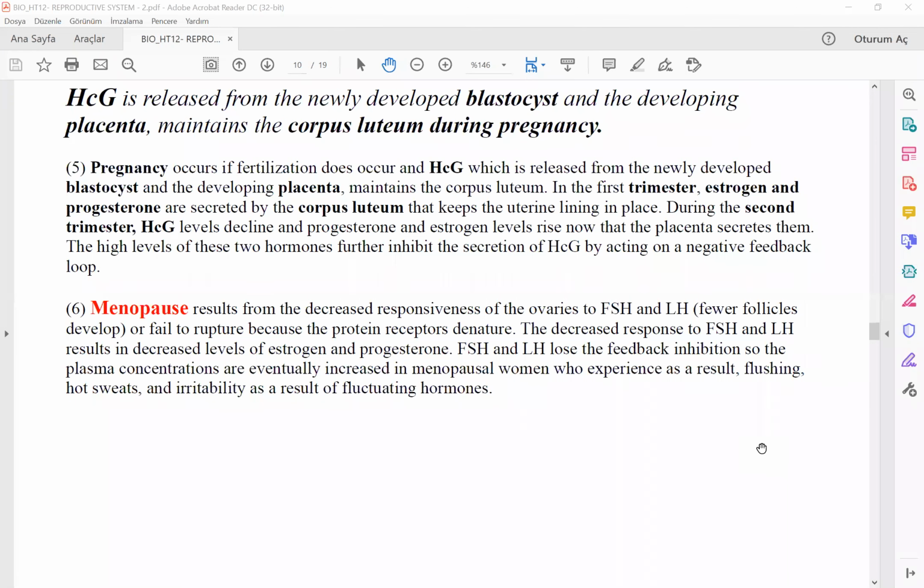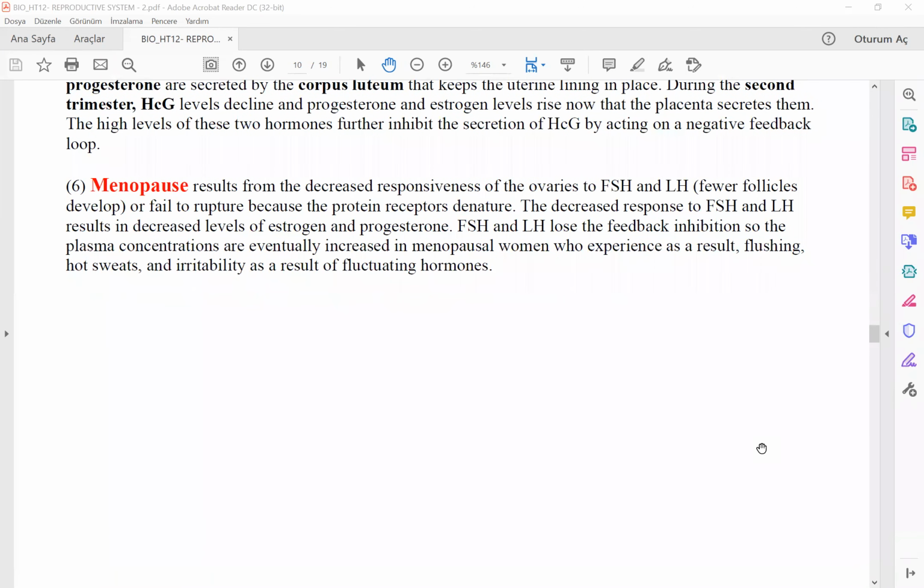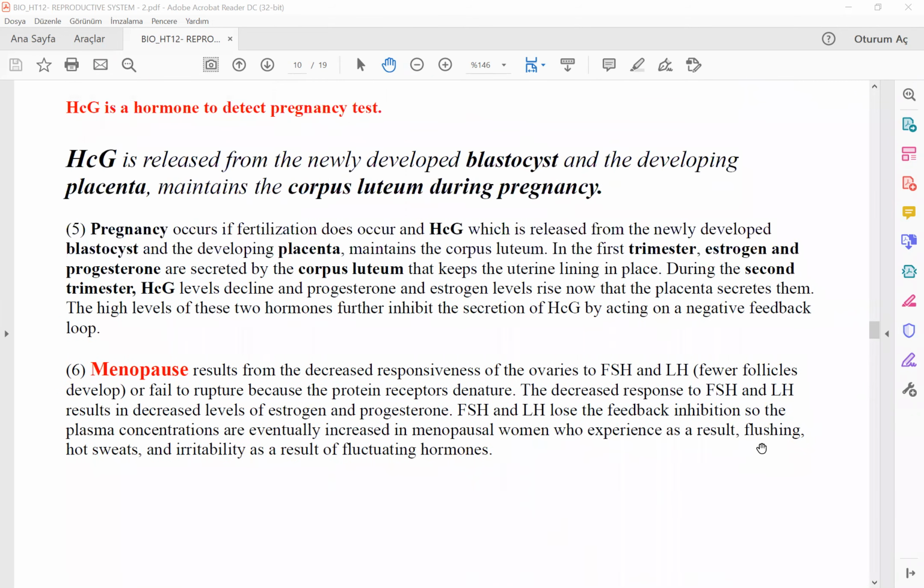Okay, that's all about the female reproductive organs. I'm going to explain fertilization, how the zygote forms, in the following video.